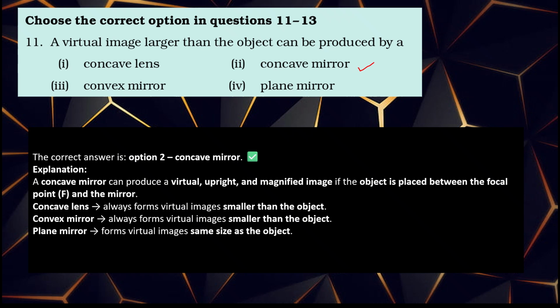Concave lens always forms virtual images smaller than the object. Convex mirror always forms virtual images smaller than the object. Plane mirror forms virtual images the same size as the object.